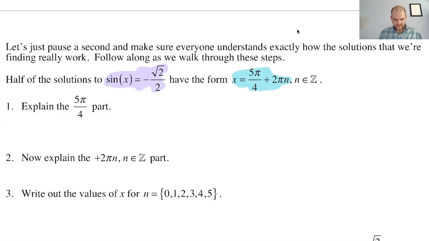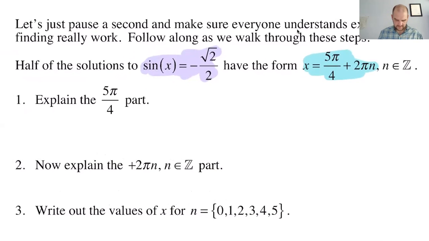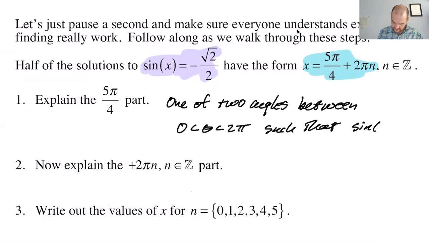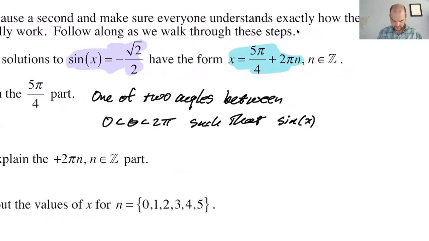So what is the 5 pi over 4 part? I'm going to say that it's one of two angles between 0 and 2 pi such that the sine of x equals negative root 2 over 2, right? So the sine of 5 pi over 4 equals negative root 2 over 2. So that's an angle between 0 and 2 pi.